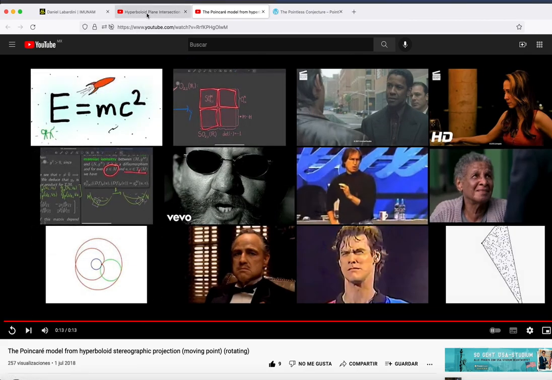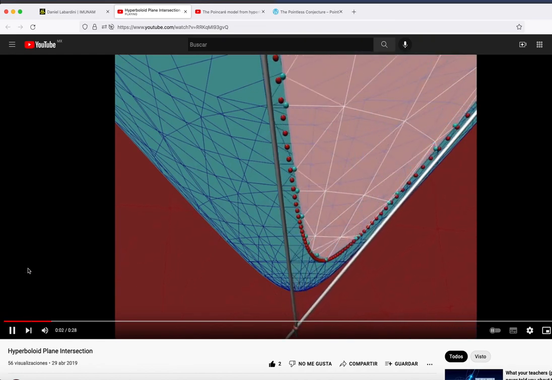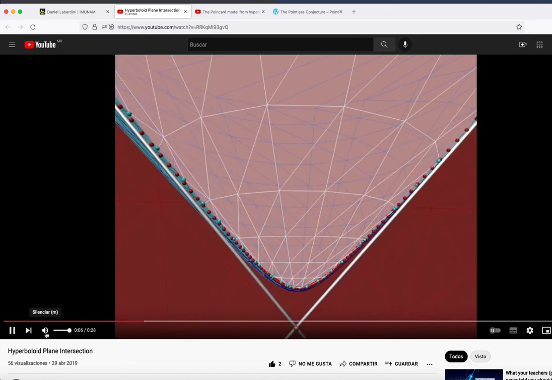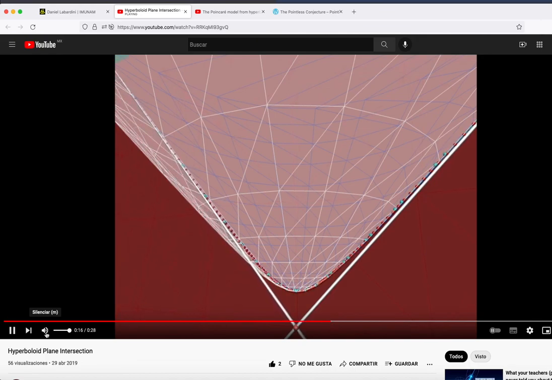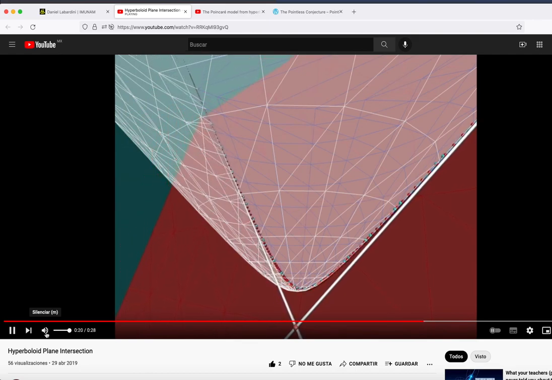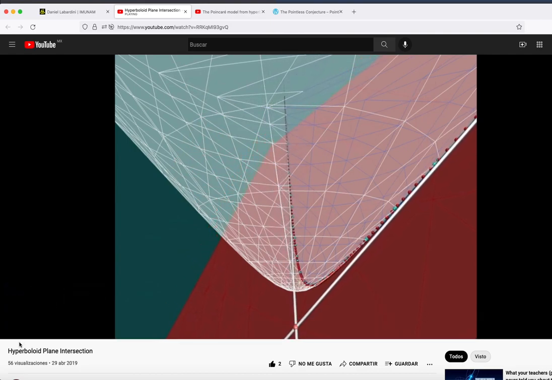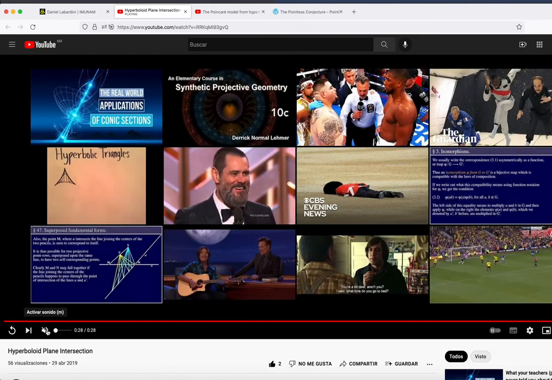And then another video. You see that the plane is moving, and what you are seeing is the corresponding intersection. So that's also how the shortest curves in the hyperboloid look.